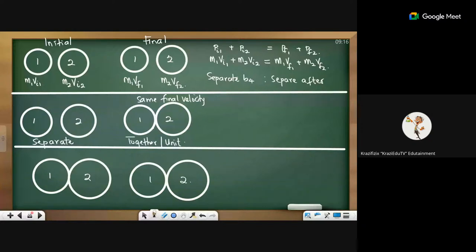Now, let's create a formula here. The total before would still be what? M1 VI1 plus M2 VI2. And that should be equal to, what is my final now? M1 VF plus M2 VF. Do you notice I am not saying VF1 and VF2? VF1 and VF2 are the same because the objects are moving together, so they have the same what? Velocity. Did that make sense?